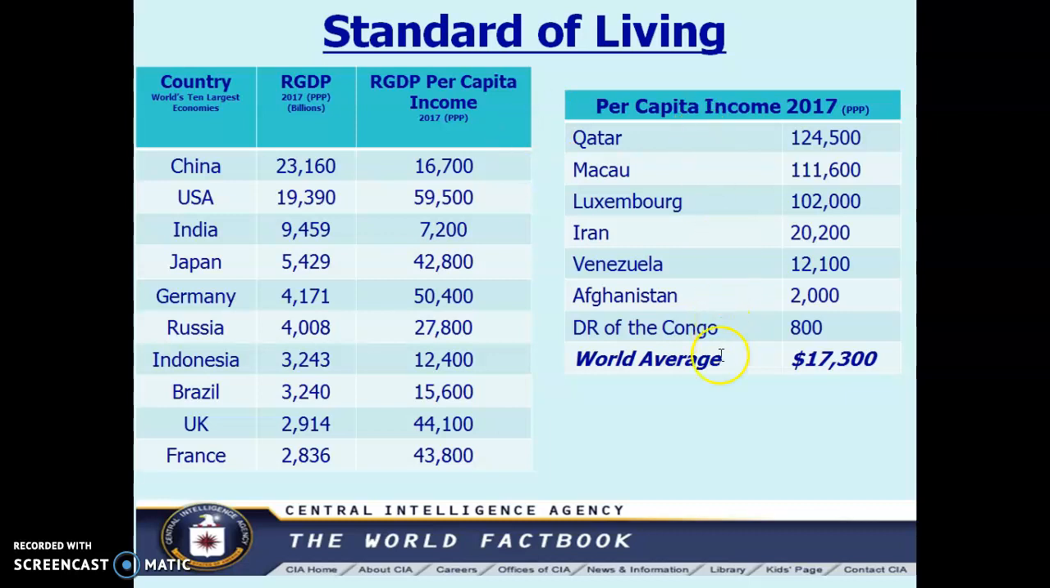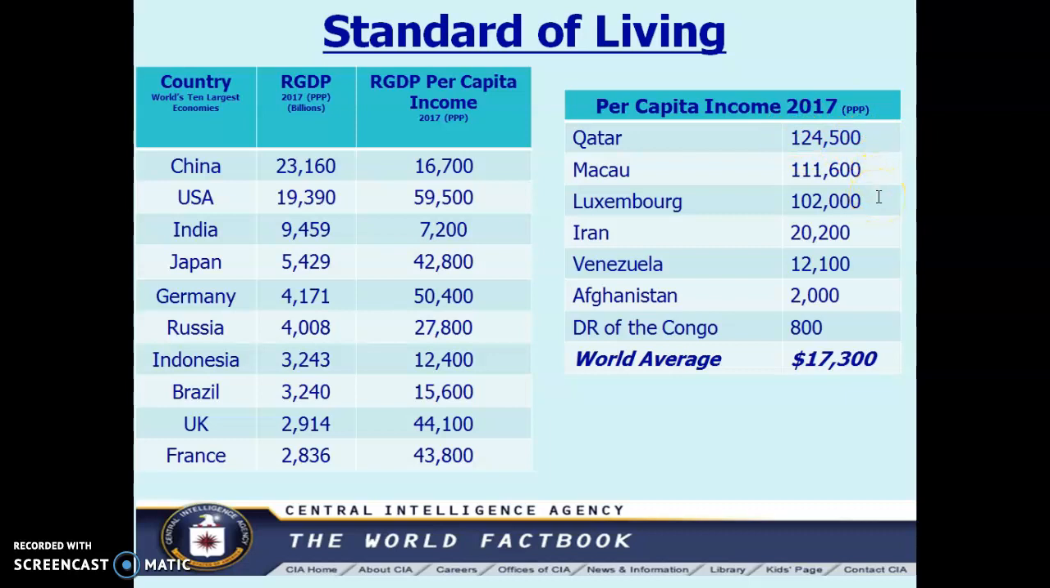And here's some examples I just hand-picked. Qatar, Macau, Luxembourg. These are three of the richest countries per person in the world. They're tiny, right? They have very small numbers of people, but at the same time, they're spreading a large pie out. So in Qatar, 124,000 is the average income, 111,000 in Macau, and in Luxembourg, 102,000.